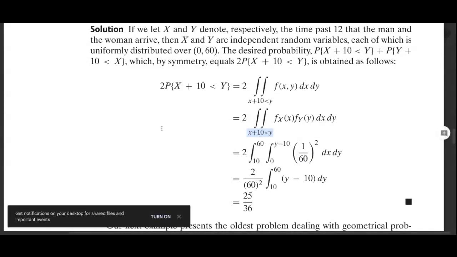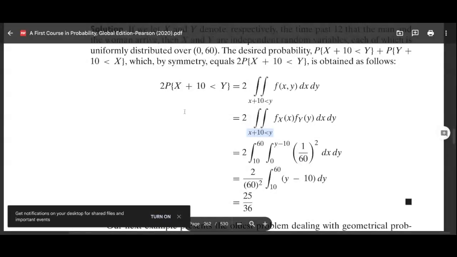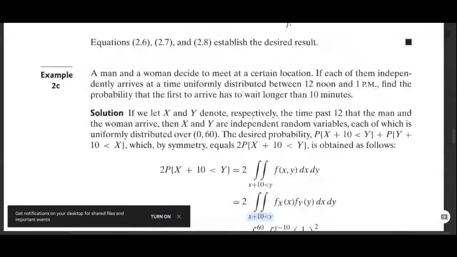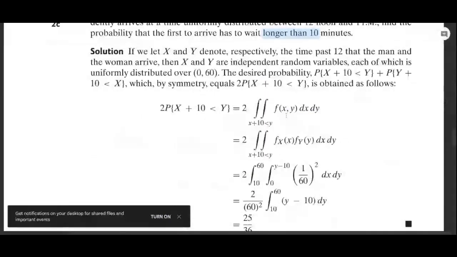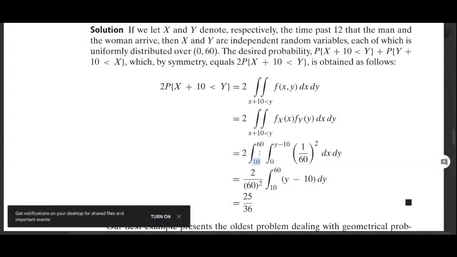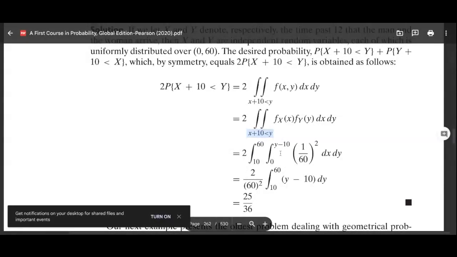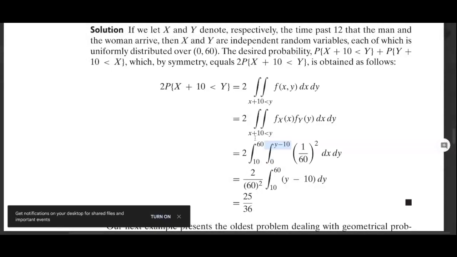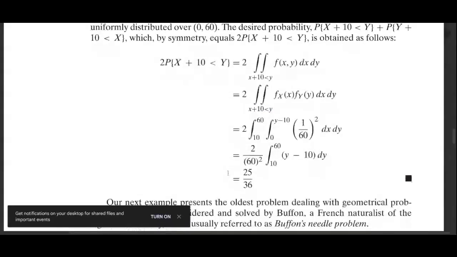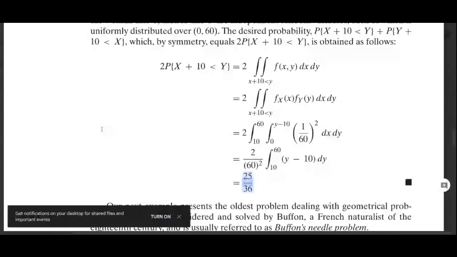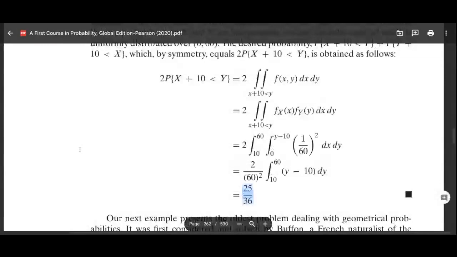So we draw this line, x plus 10 equals y. We draw the line, because we wait longer than 10 minutes. So for one of the variables, it goes from 10 to 60. Then the second variable just follows this line, from 0 to y minus 10. So this is x less than y minus 10, that's why it goes from 0 to y minus 10. So we just integrate, and in the end you get 25 over 36. Also a very nice question. Anyone has any question for this? Nice example.